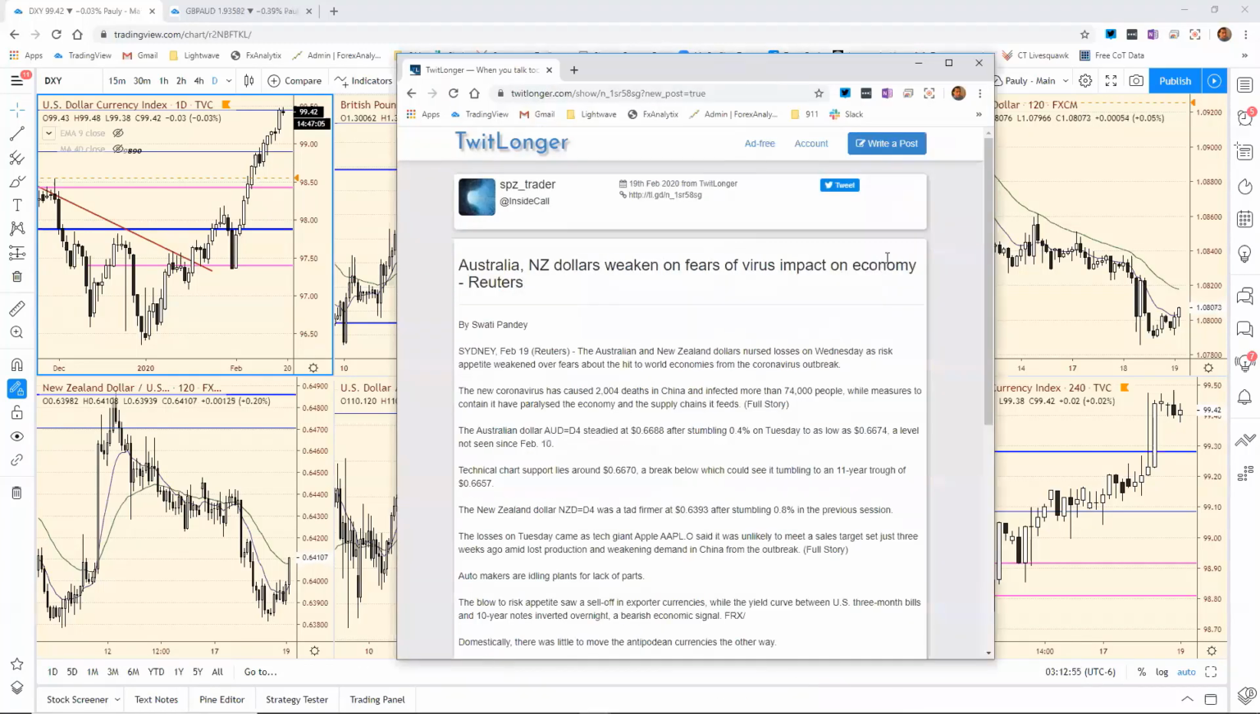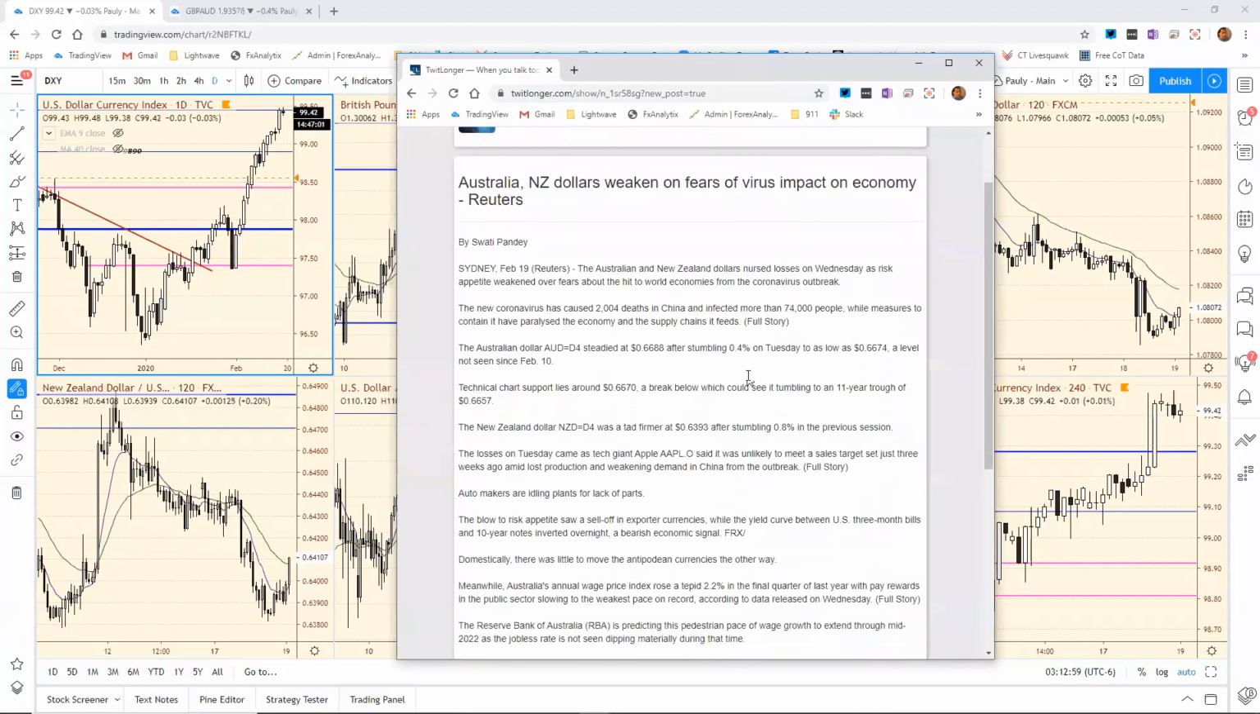So the Australian, New Zealand dollar has weakened on fears of virus impact on the economy. The Australian, New Zealand dollar has nursed losses on Wednesday as risk appetite weakened over fears about the hit to the world economies from the coronavirus outbreak. The new coronavirus has caused 2,004. I'm not worried about the stats anymore. It's meaningless. Anyway, with all due respect, it has no impact on what we're looking at.